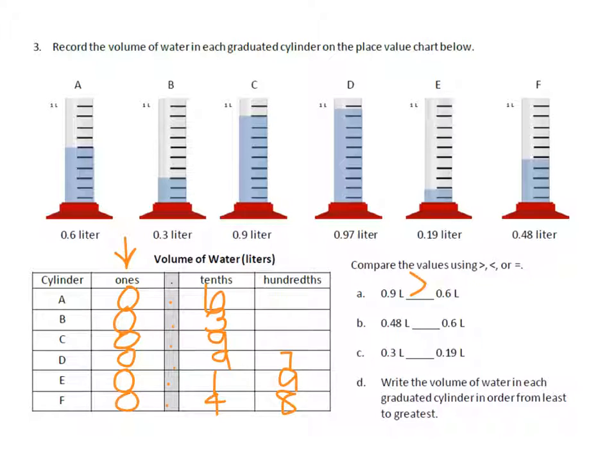So 9/10 is greater than 6/10. For letter B, 48 hundredths is less than 6/10. For letter C, 3/10 is more than 19 hundredths.